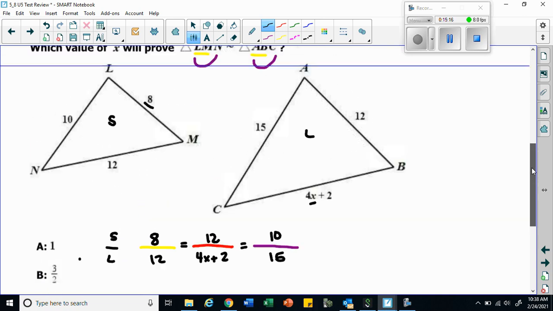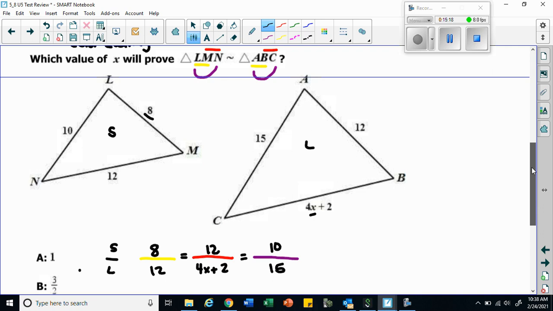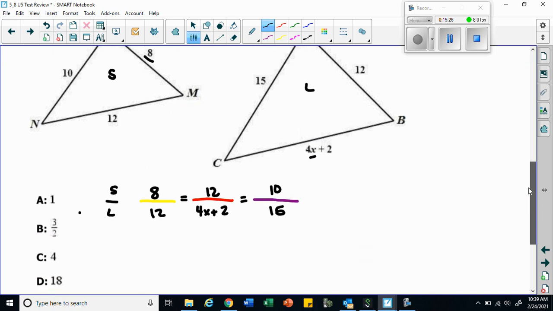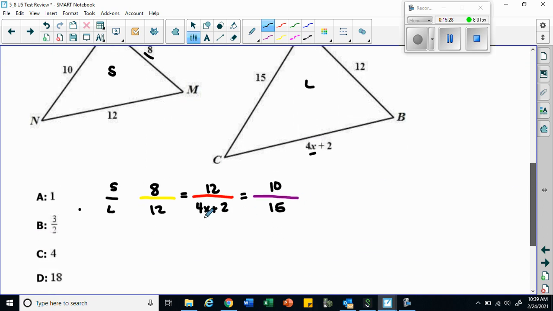So now we need to solve. It's asking which value of x will prove the triangle LMN is similar to triangle ABC. So really what they're asking us to do is solve for our x. In order to solve for x, we have to cross multiply. Now remember, when we have 3 proportions set up, we can't cross multiply all 3. We can only cross multiply with 2. Since the yellow is 2 whole numbers and the purple are 2 whole numbers, it will not matter which ones you cross multiply with. I will show you what I'm talking about.